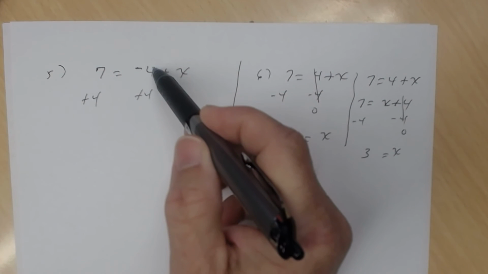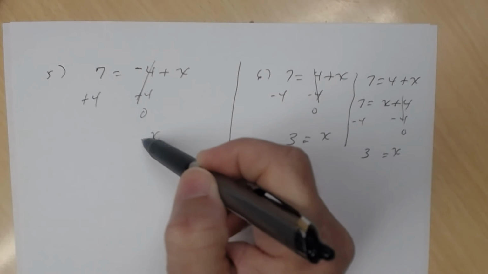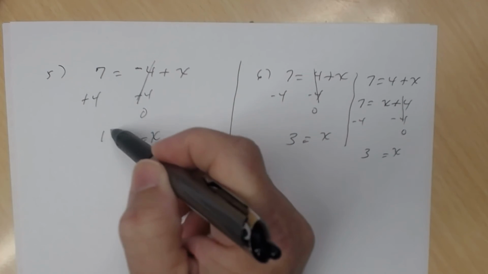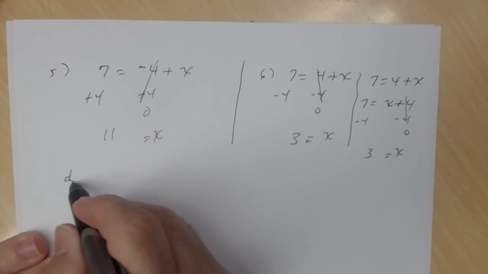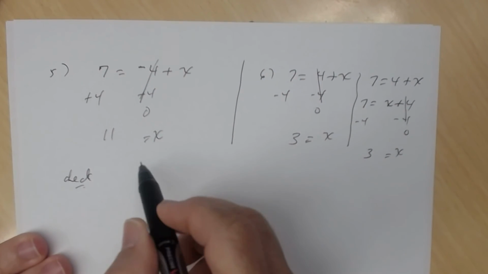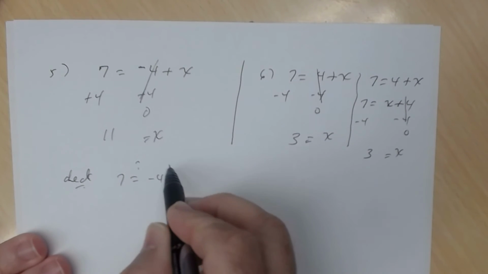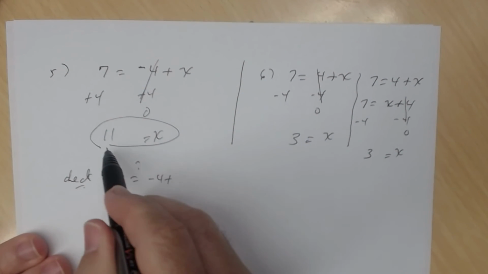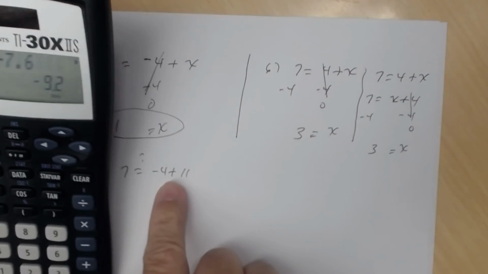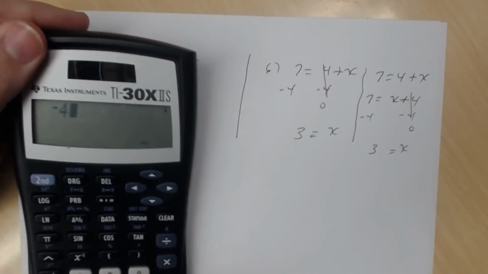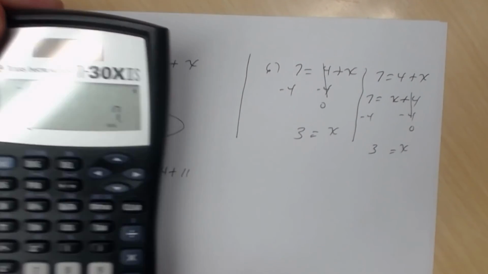And so when I combine like terms, a negative 4 plus 4 is 0. 0 plus x is x. And 7 plus 4 is 11. And I can check. Let's check this. Is 7 equal to negative 4 plus, and I'm saying x is 11, remember? All right, on your calculator, check, see what negative 4 plus 11 is. So negative 4 plus 11 equals, and you get 7.